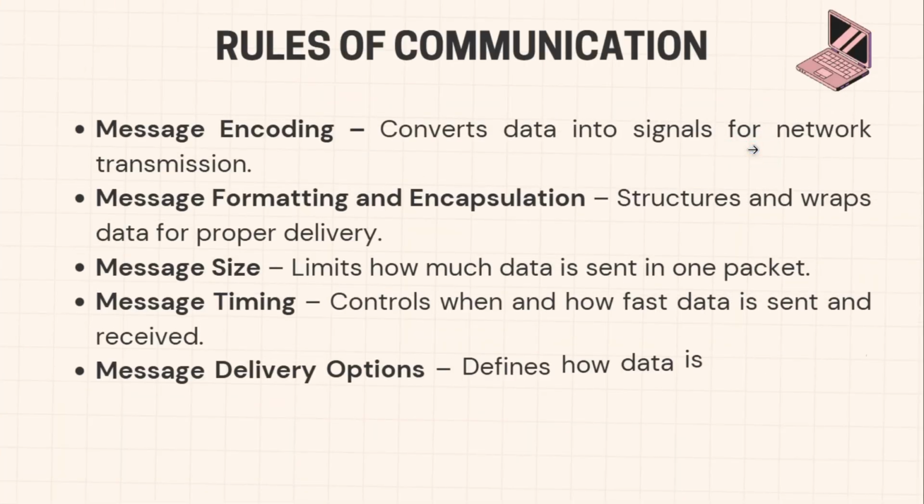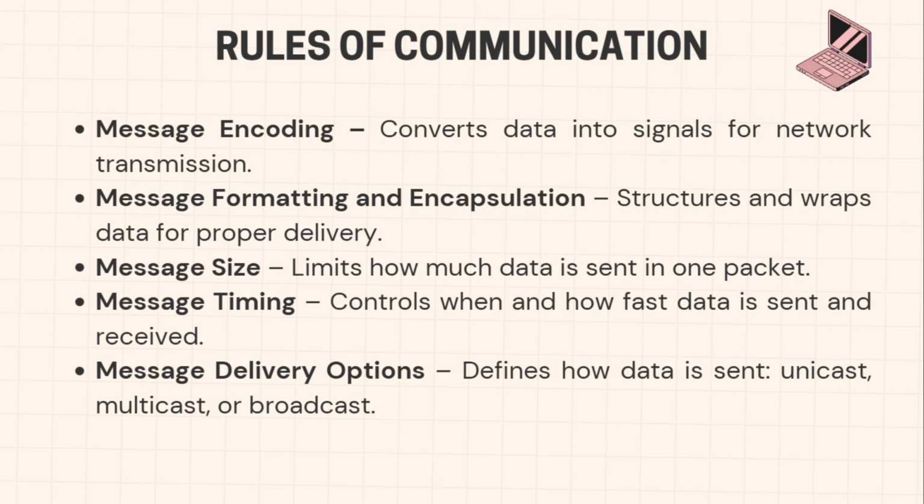So, in rules of communication, we have 5 rules of communication in networking. First is message encoding. Message encoding converts data into signal for network transmission. Second is message formatting and encapsulation. Structures and wrap data for proper delivery.